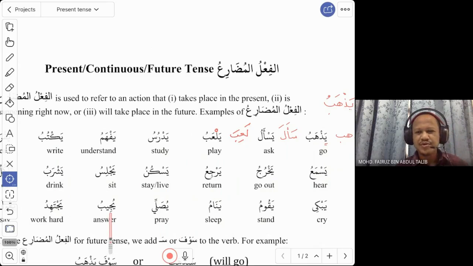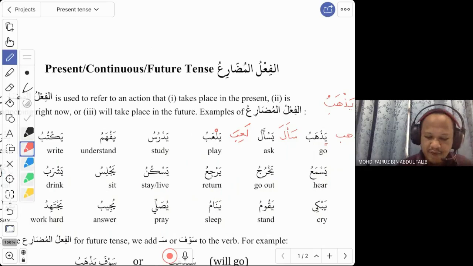Yujibu, answer or answering. Fi'il madi is ajaba. And another example, yajtahidu. Yajtahidu is working hard, or he works hard. Then you say yajtahidu, and the fi'il madi is ijtahada. So in the end, when you study these two verbs, you will have your own list.